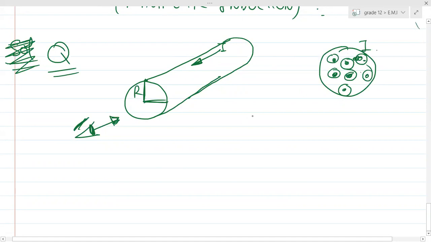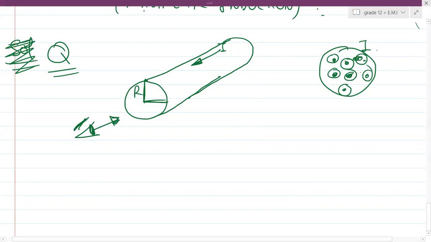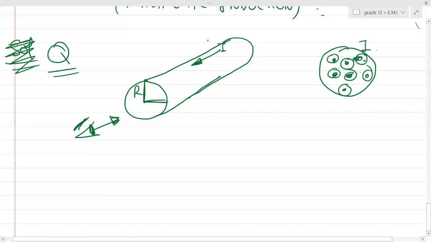I want to find out: a long copper wire carries a current I ampere. Calculate the magnetic flux per meter of the wire. Let me draw that surface.